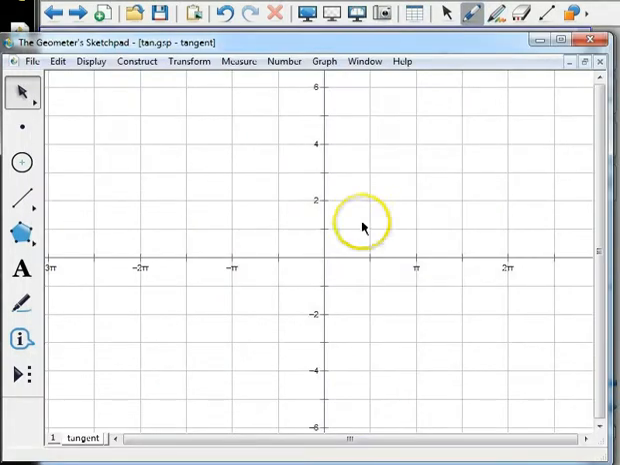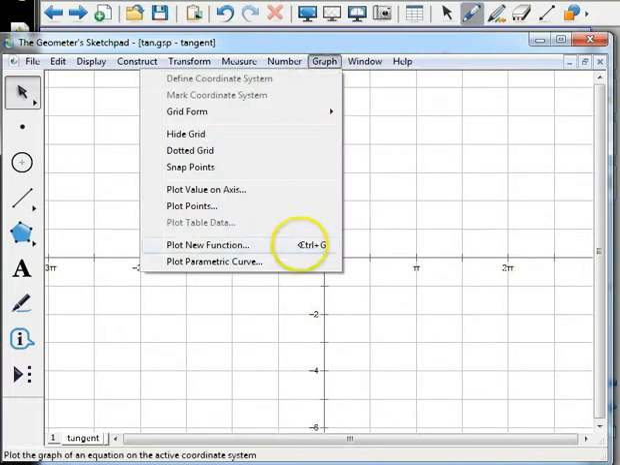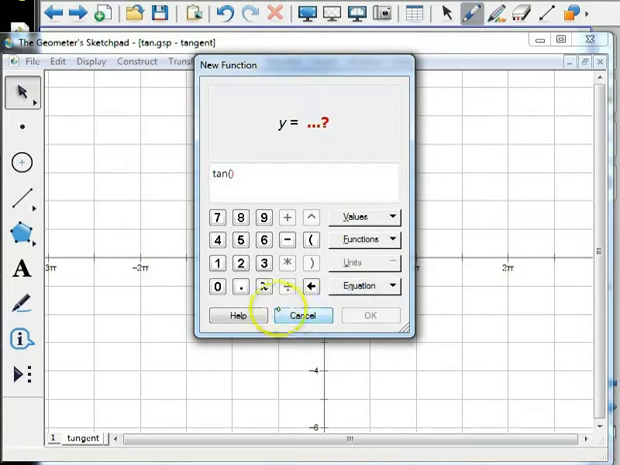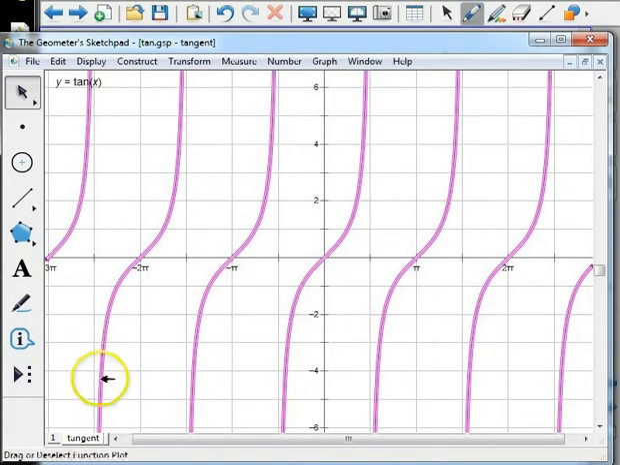So back in Geometry Sketchpad, let's go ahead and graph the function y equals tangent x. And there it is. It doesn't draw the asymptotes, but you notice where they are. They're coming right down at negative 3 pi over 2, negative pi over 2, positive pi over 2, 3 pi over 2, 5 pi over 2, and so on and so on.